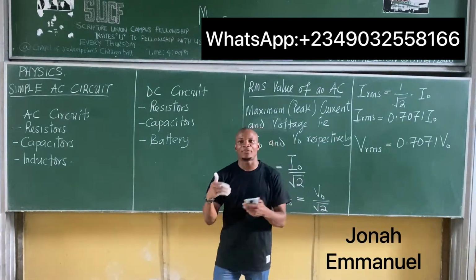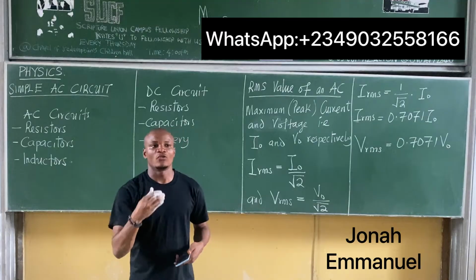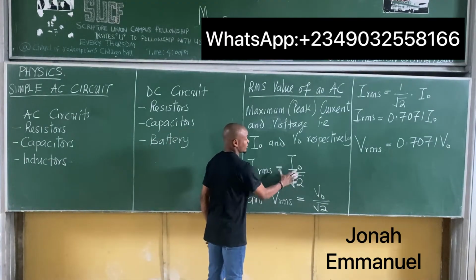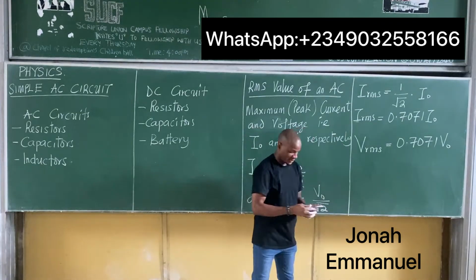Please think of this: the RMS is equal to 1 over root 2 times the peak value. So I have these two things.